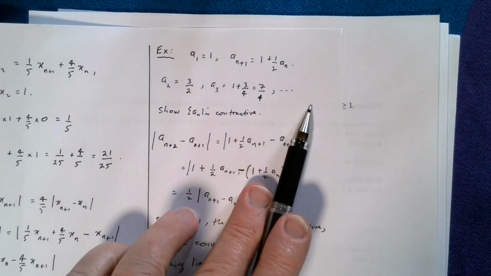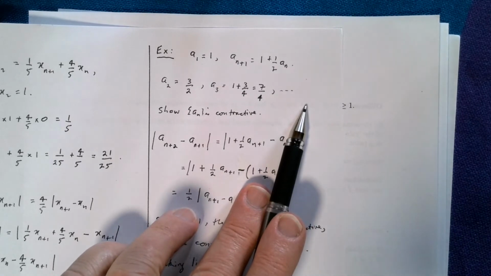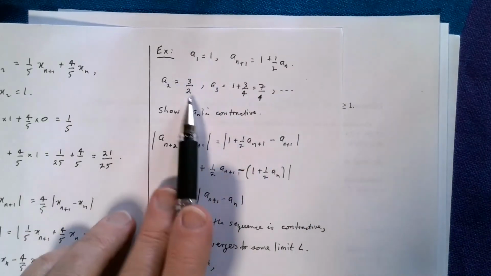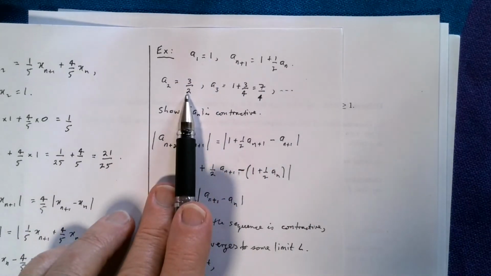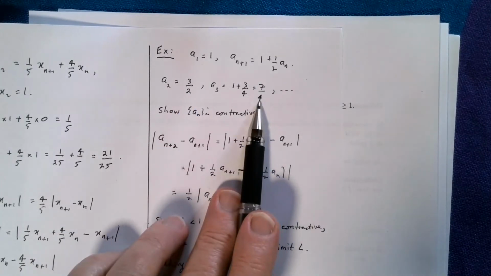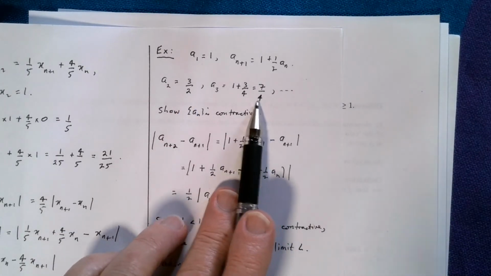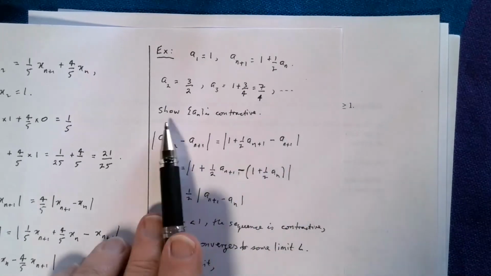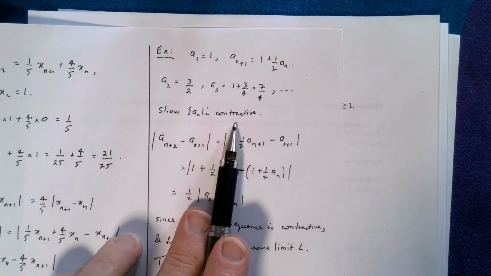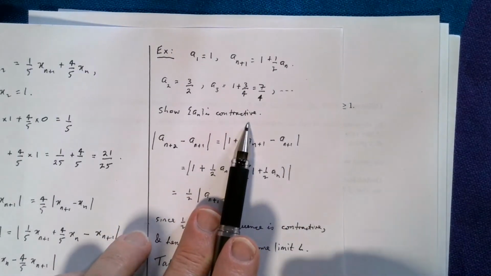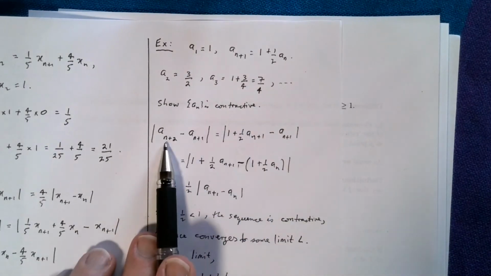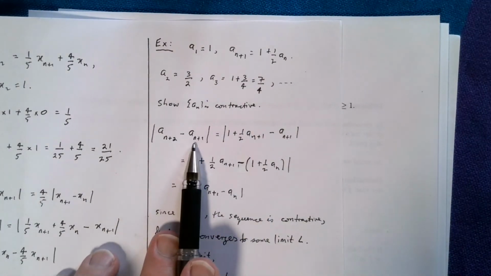And we can continue on. So this is 1, this is 1.5, this is 1.75, so it looks in fact like this one may even be increasing, but we're going to show this is contractive. So to show it's contractive, we need to show the difference between any two terms.